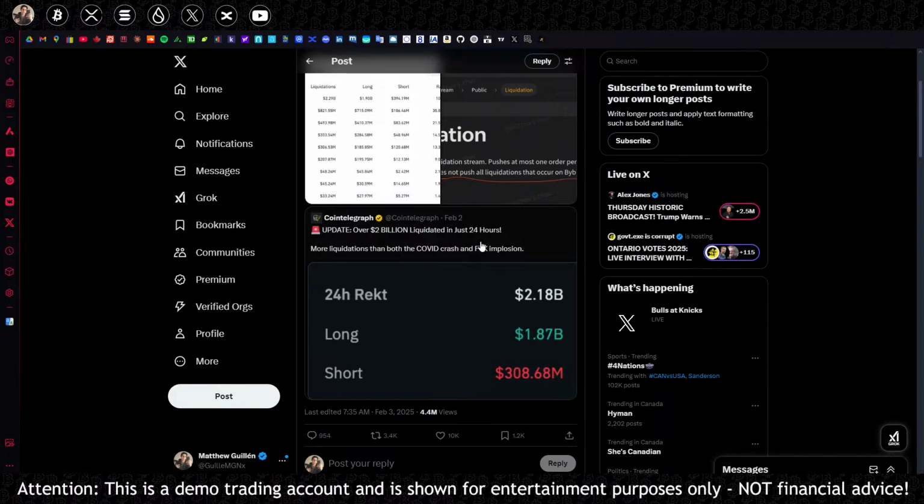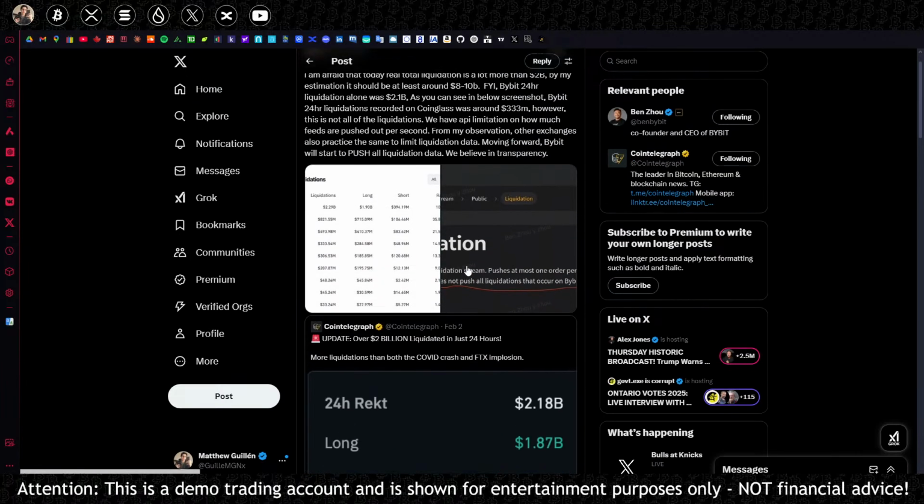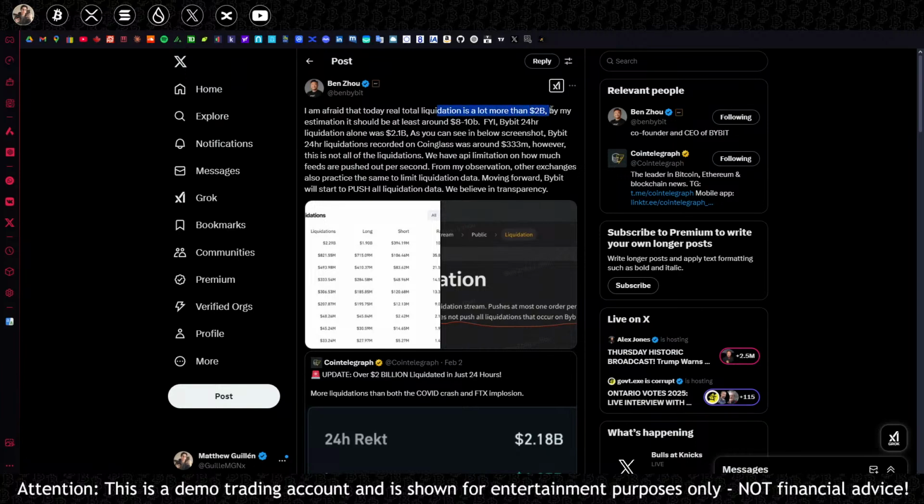Oh, and it tells you right here, this is the update. February 2nd, they're saying that over $2 billion liquidated in just 24 hours. It's more than the COVID crash and FTX implosion. But he said it's a lot more than that. By my estimation, it should be around $8 to $10 billion. Why? Because on Bybit alone, it's $2 billion. So that can't be right. If all the exchanges combined is $2 billion and $2 billion is only from Bybit alone, that doesn't make sense. Surely it's around $8 to $10 billion liquidation.